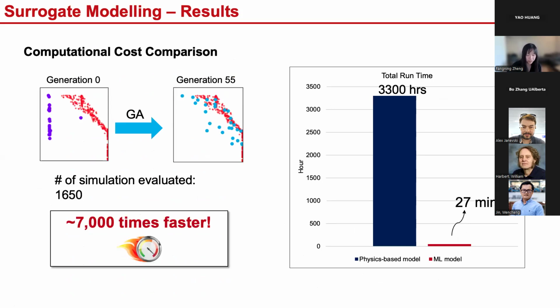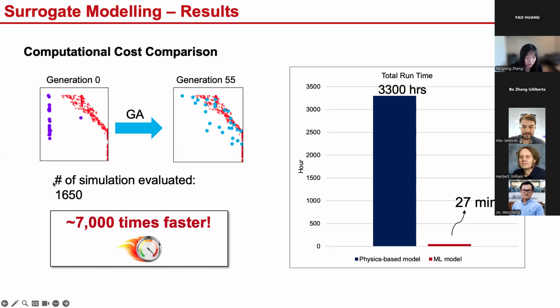This slide shows a computational cost comparison between the deep learning accelerated workflow versus the physics-based workflow. If we use genetic algorithm convergence at generation 55 as a benchmark, we can see that the total number of simulations evaluated is about 1,650. So pretty much we need to evaluate this number of simulations to let the genetic algorithm converge to a very good solution.